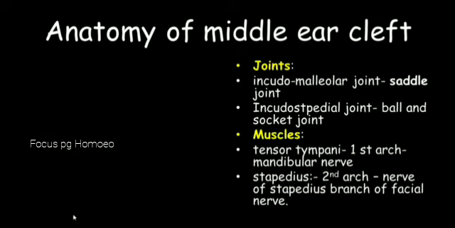So here, as I had mentioned, incudomalleolar joint, that is saddle variety, and incudostapedial joint, that is ball and socket variety. And here there are two muscles. One is tensor tympani, which arises from the first arch, and it is supplied by the mandibular nerve. And stapedius is a muscle which develops from the second arch, and it is supplied by facial nerve. Okay, so try to remember these nerves and where the muscles originated from.